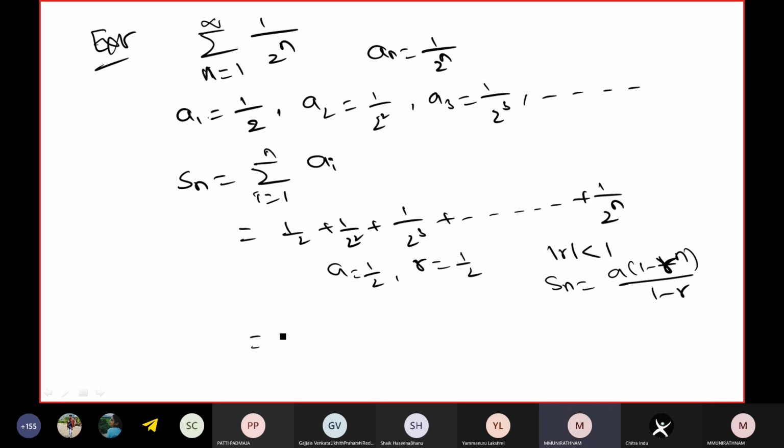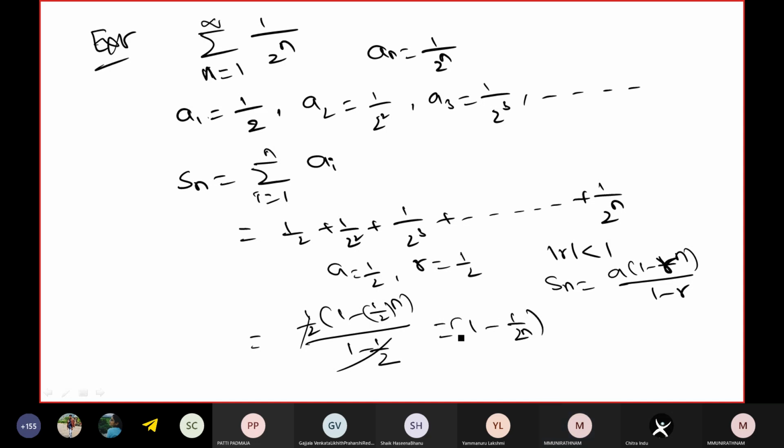So that will be written as 1 by 2 into 1 minus 1 by 2 whole power n by 1 minus 1 by 2. 1 minus 1 by 2 is nothing but 1 by 2. So my Sn is 1 minus 1 by 2 power n.